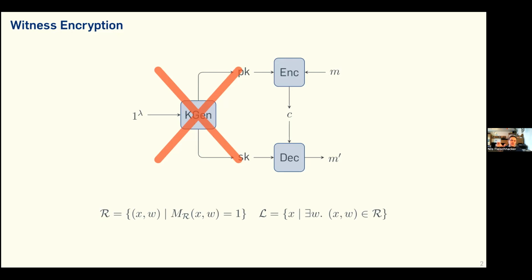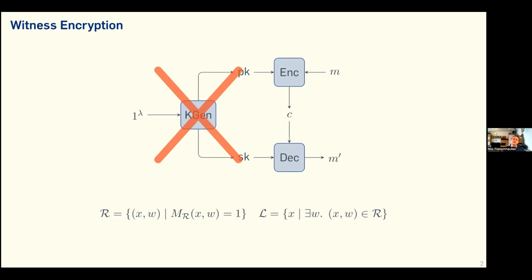That means that there exists an input that will cause this program to accept at the end, outputting true. Then we can define a language relative to this NP relation and say X is in the language if there exists a witness W such that X and W are in the relation. This is just the normal definition of NP relations and NP languages. And the idea is now that we replace the public key with a statement, and we replace the secret key with a witness for that statement.